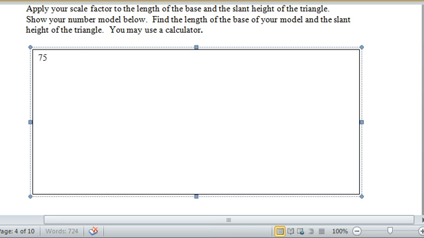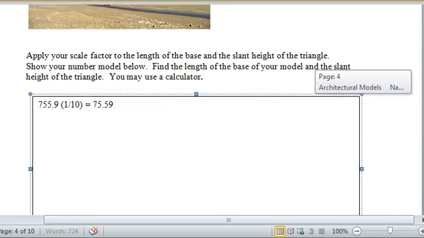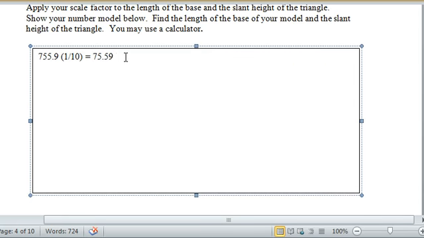It's 755.9. We're going to multiply that by 1/10. And what do you get? That's 75.59. Now remember, what are the units we're talking about here? On the picture above, we can see that our units are feet. So our scale model, the length of one of the base would be 75.59, almost 76 feet. Do you think that's an appropriate scale factor to use?